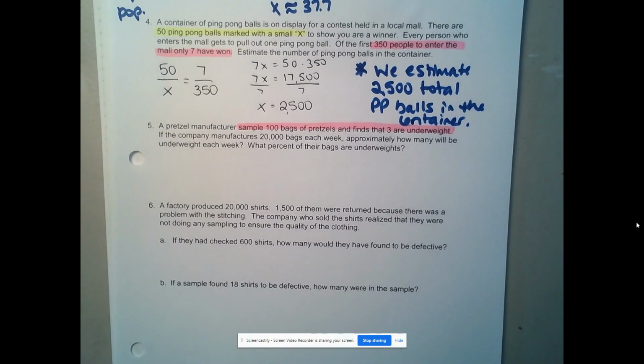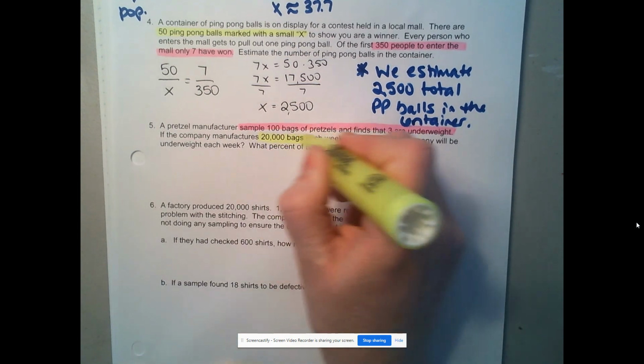So if the bag says it's got to have 6 ounces of pretzels, it's got to have 6 ounces of pretzels. If it says that it has 20 ounces of pretzels, it has to have 20 ounces. Over is fine, but under is not. You cannot do that. So the company manufactures 20,000 bags each week. Approximately how many are underweight?